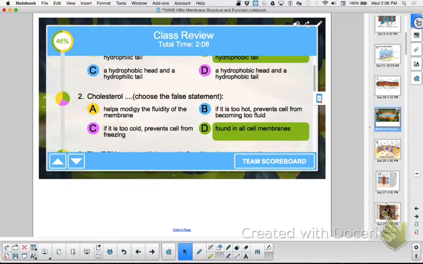Choose the false statement. That's not true. They're not found in all cell membranes. Where are they found? Animal cells. Good.